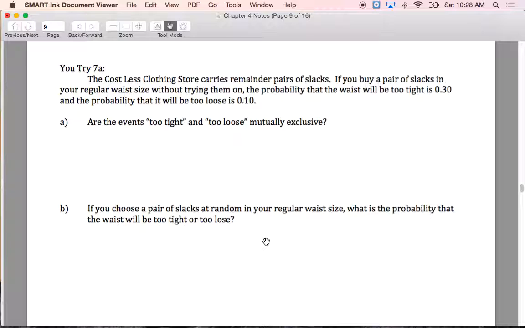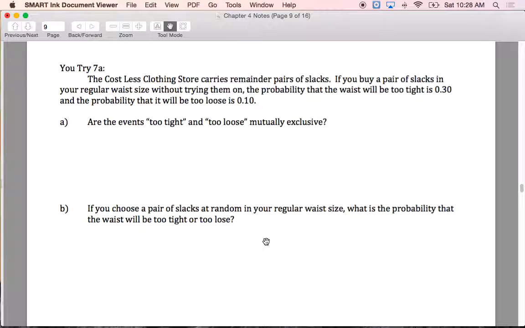So now we're looking at different types of pants. So it says if you buy a pair of pants in your regular waist size without trying them on, the probability the waist is too tight is 0.3. The probability the waist is too loose is 0.1. Now they want to know if those are mutually exclusive.